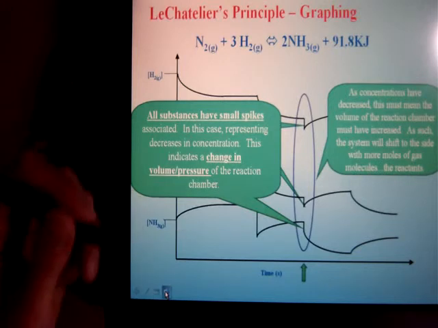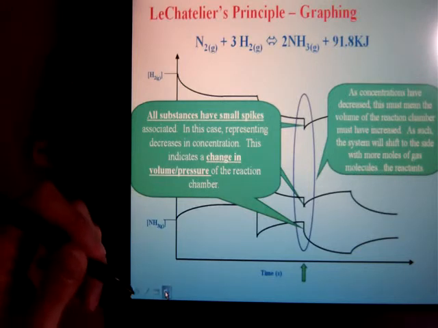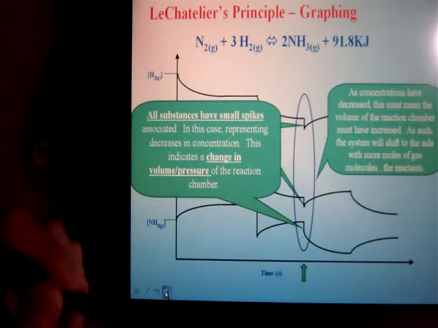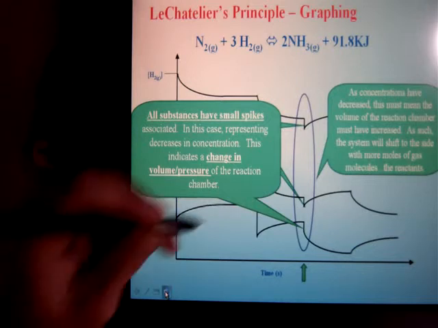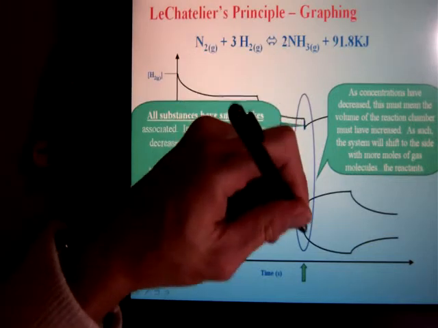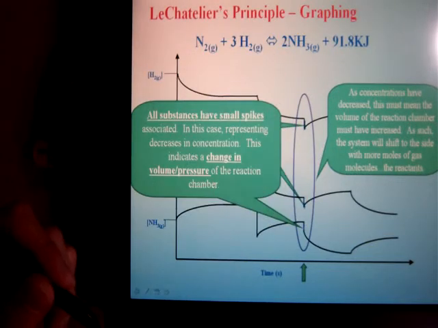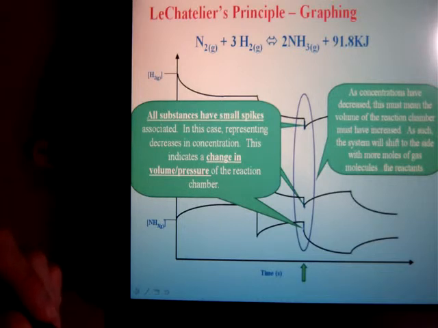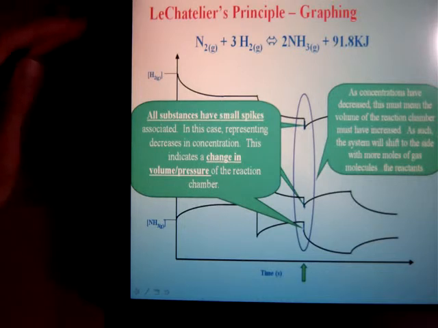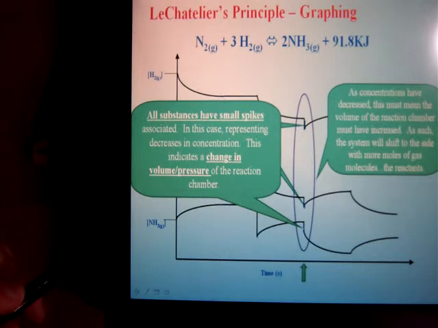If I see multiple spikes, as in this example, notice they're smaller than the other one. Multiple spikes means everything's changing concentration. They'll always be in the same direction. We're going down, going down, going down again. When we have these multiple spikes, that means that we have altered the pressure or volume. Then I have to figure out what I've done.